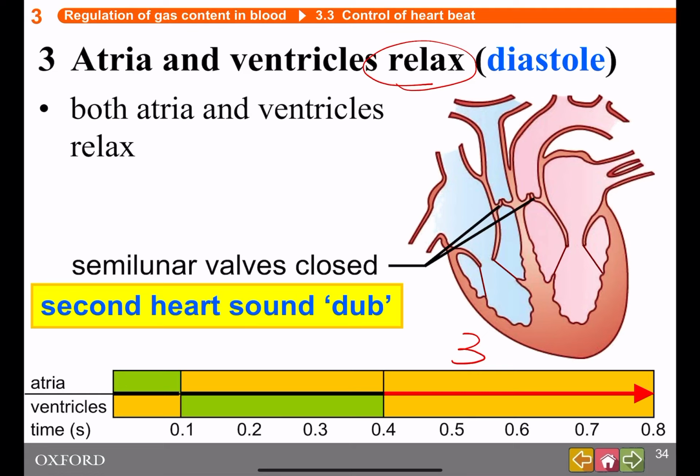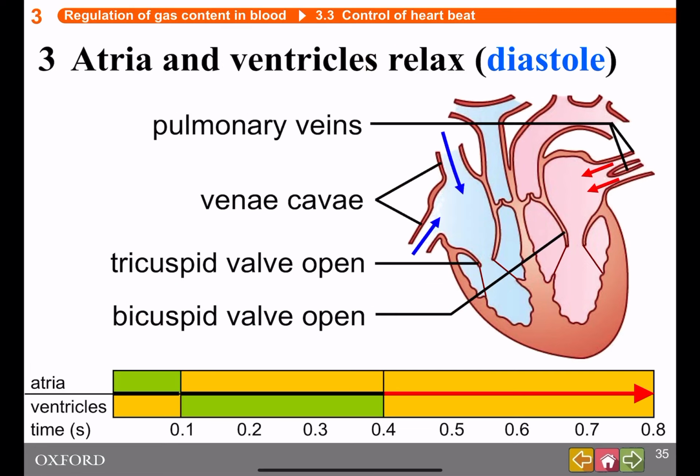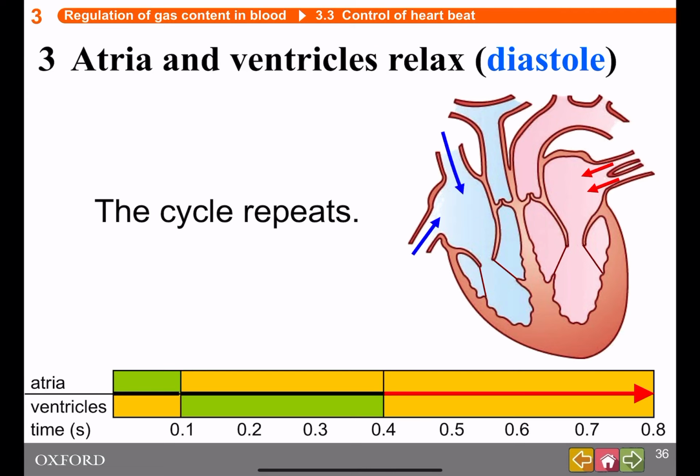We describe it as "dup." The first one lup, and this one dup. It is the second heart sound. Okay, so we've finished learning about the cardiac cycle, and during diastole, the pressure in the two atria will drop, lower than that in the veins. So the blood from the veins will go back to the atria to repeat the cycle.